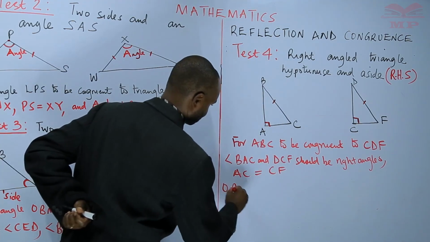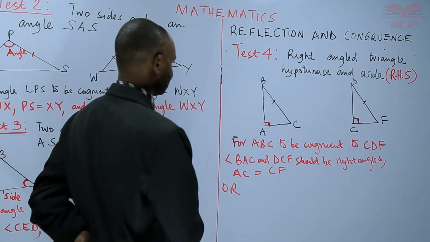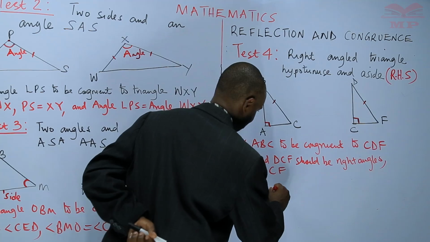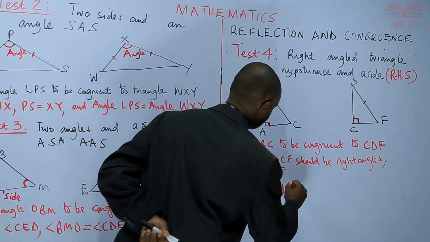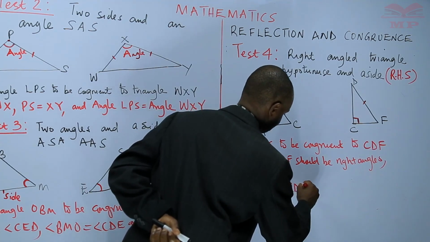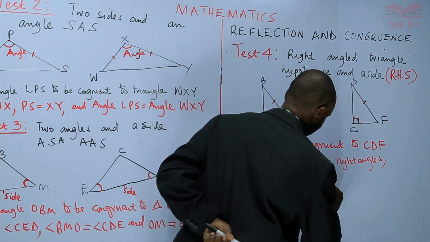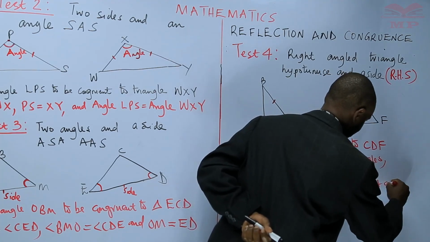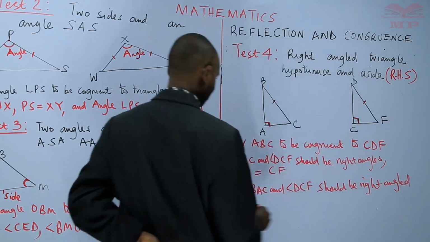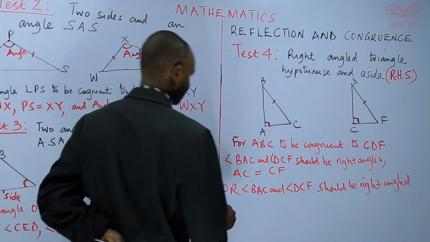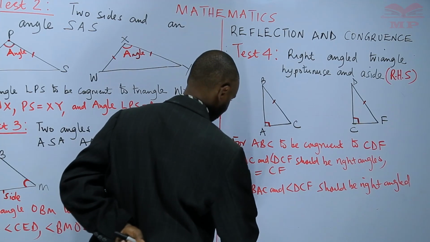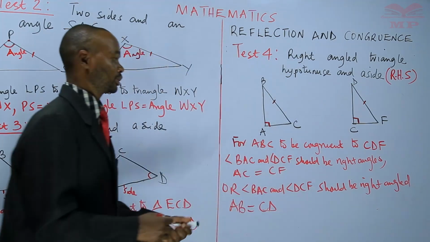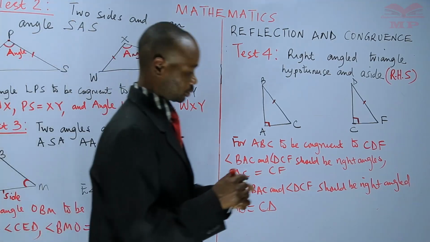Or you can come and say angle BAC and angle DCF should be right angled, and AB should be equal to CD. So you can choose any of the sides. It will be a true proof.